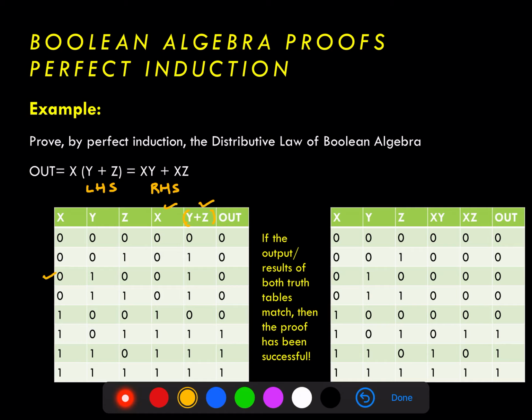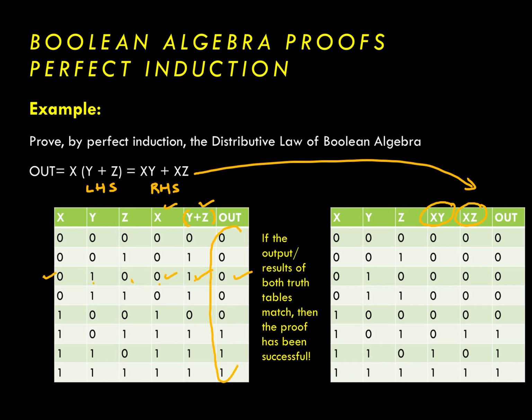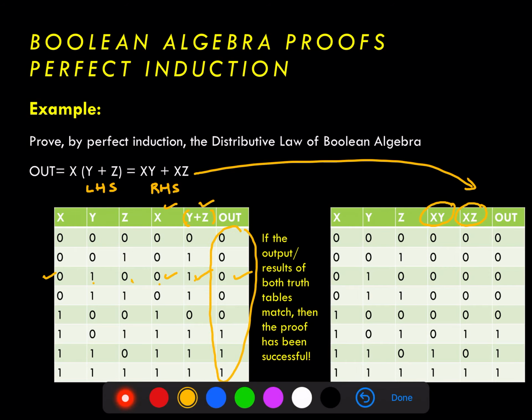So in the third line of the truth table, y or z is 1 or 0, which produces a 1. X is copied here as 0, and then 0 and 1 is equal to 0. And so on down the remaining 7 lines of the truth table. In the right-hand side of the truth table, we'll look at two helper columns, xy or xz, since our goal is to prove that xy or xz is equivalent to what we came up with in the left-hand truth table.